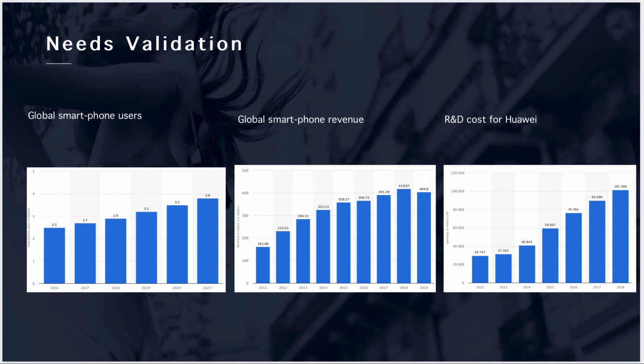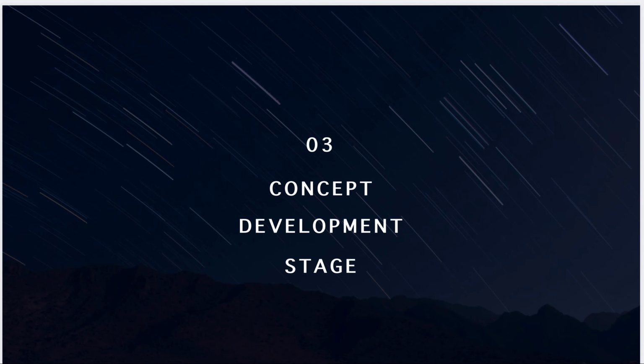And the next page has the data pictures. The first one is the diagram of global smartphone users. The second one is the global smartphone revenue. And the third one is the research and development cost for Huawei in its annual report. After need analysis, we can make sure of the market scope and get the system operational effectiveness and system capabilities. Then the next step is concept exploration.